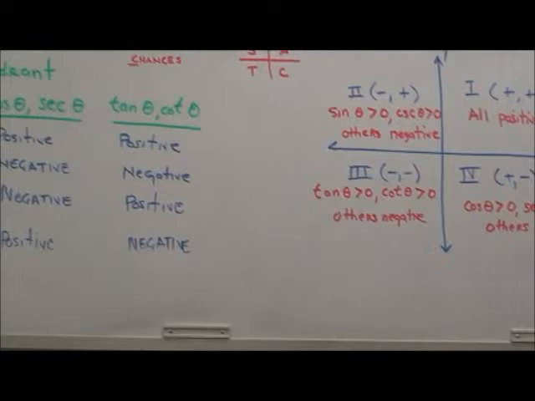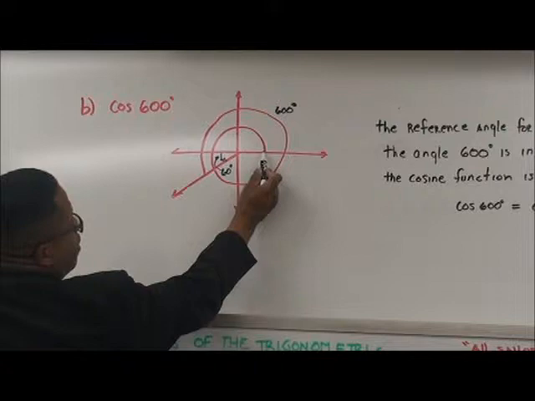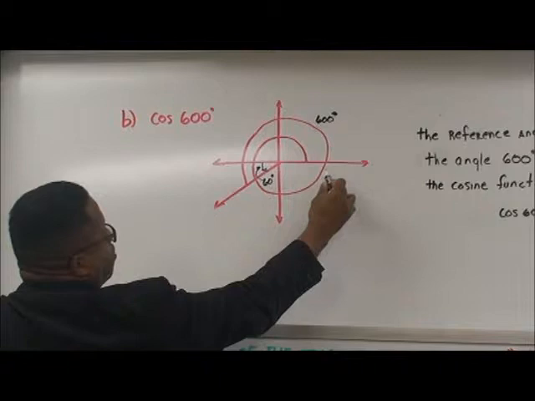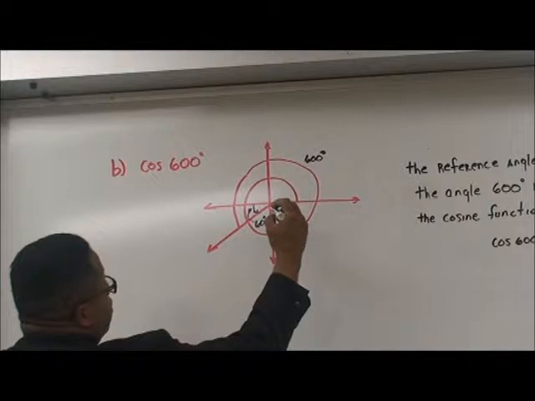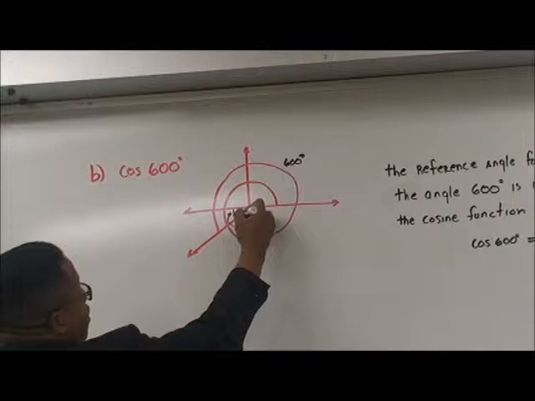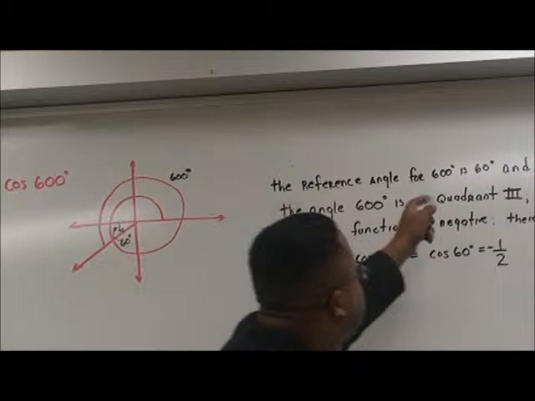Now, we look at this one here, cosine 600 degrees. Cosine 600 degrees starts from the reference line and goes around, of course. Then we draw the angle out here, which is coterminal. From the reference line to the coterminal side of this angle, we get that the coterminal angle is going to be 60 degrees. Well, it's this reference angle as well. So the reference angle for 600 degrees is 60 degrees, and cosine 60 degrees is equal to 1/2.